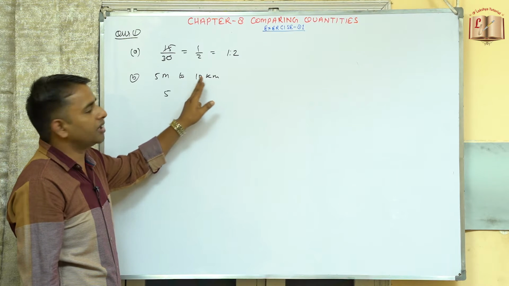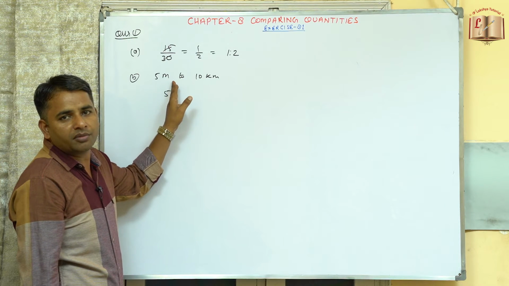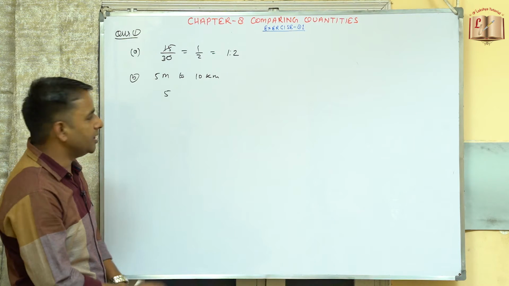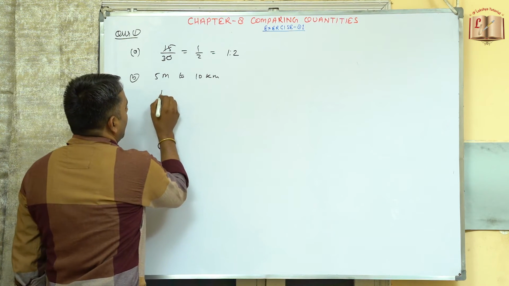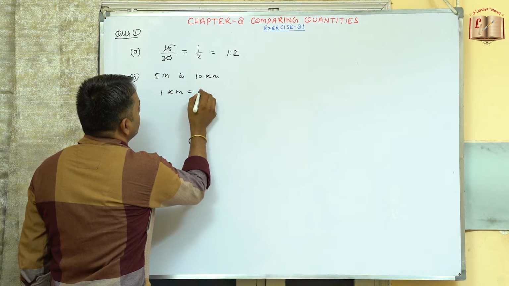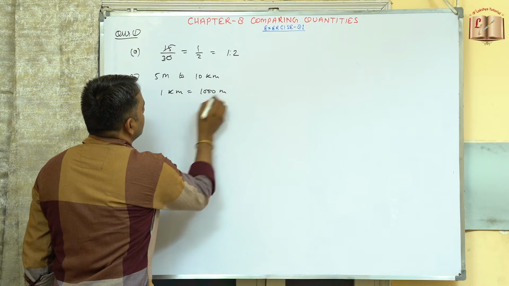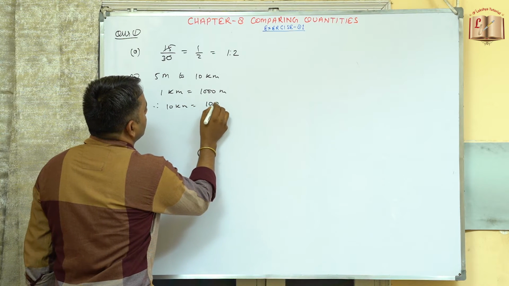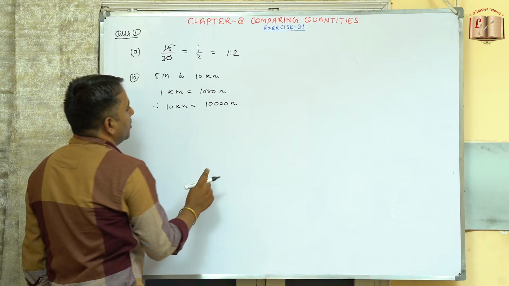यहाँ पे किलोमीटर है, यहाँ पे मीटर है, तो बेटर ये होता है कि हम हमेशा लोअर यूनिट में लेकर आए. मीन्स किलोमीटर को भी हम क्या करेंगे, मीटर्स में कन्वर्ट करेंगे. So 1 kilometer is equal to 1000 meters. So therefore 10 kilometers will be equal to 10,000 meters. Now we'll find out the ratio.